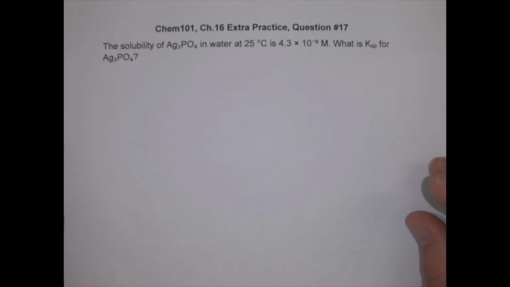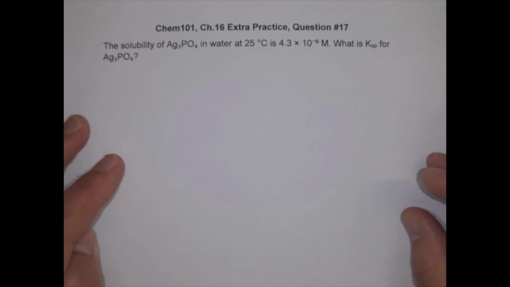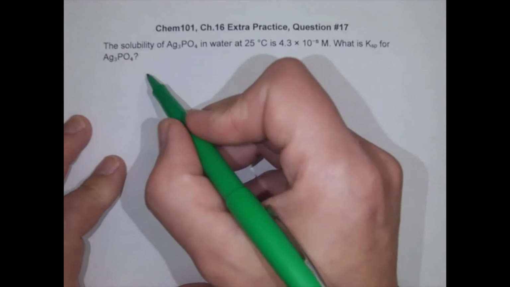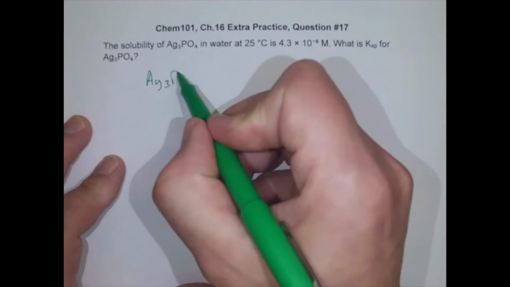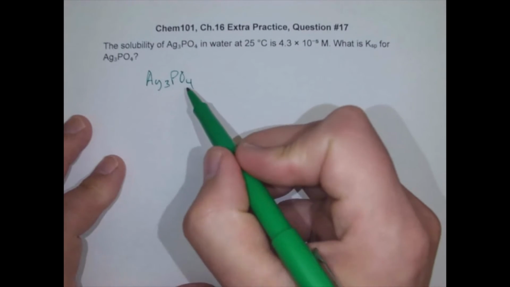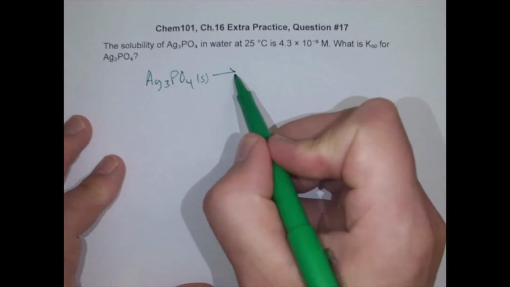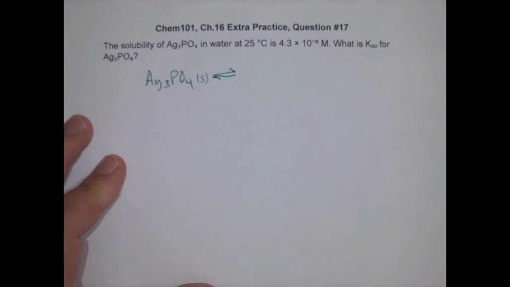Okay, we're told that the solubility of silver phosphate in water is 4.3 times 10 to the minus 5. What is the Ksp for silver phosphate? All right, well, let's start this solution with the reaction that occurs when silver phosphate, the insoluble solid, decides it wants to dissolve in water.